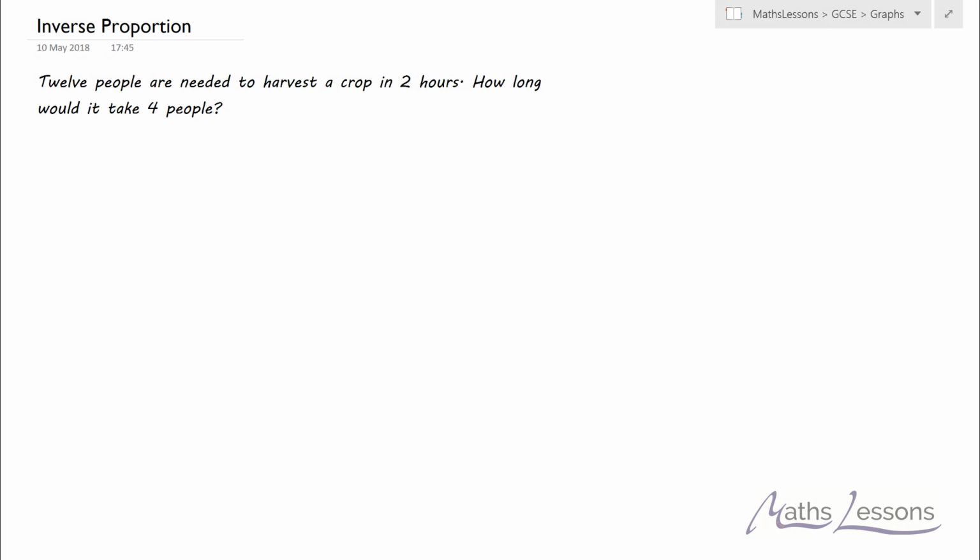Going to look at inverse proportion, and we've got a question here which is sort of like a real world problem. 12 people are needed to harvest a crop in 2 hours. How long would it take 4 people?